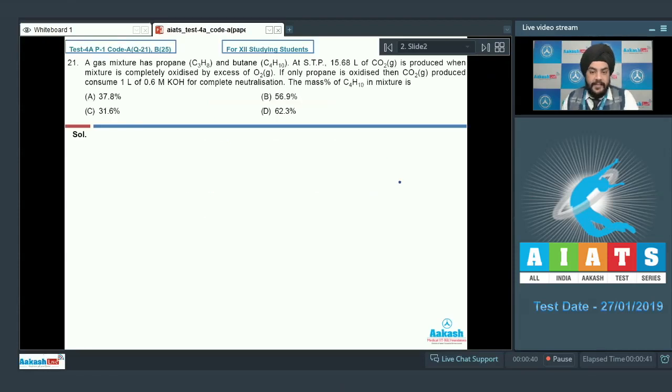This section contains 5 questions. Each question has 4 options out of which only one single option is correct. So let's start with question number 21.